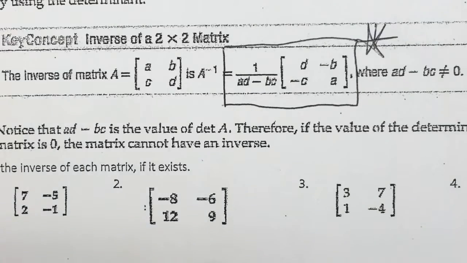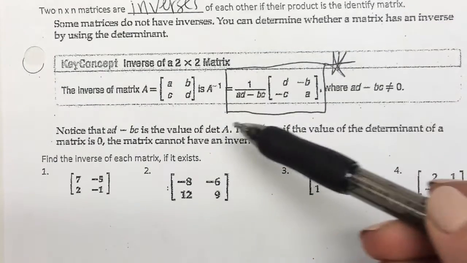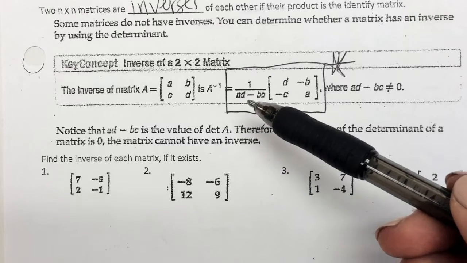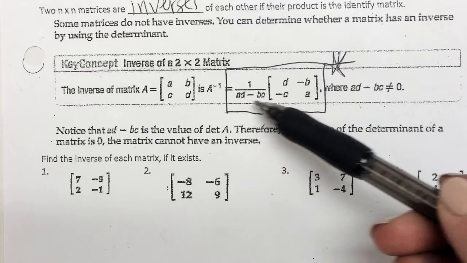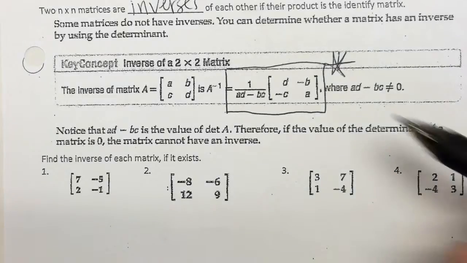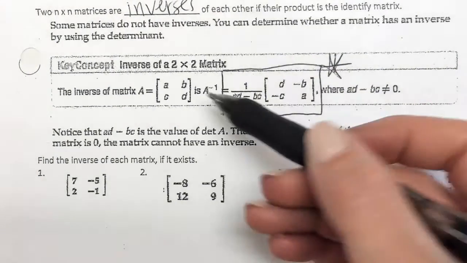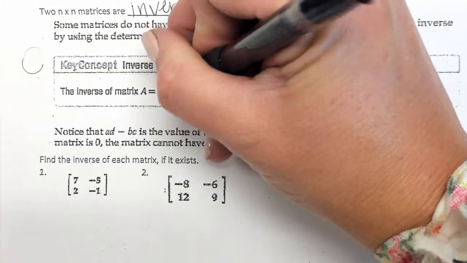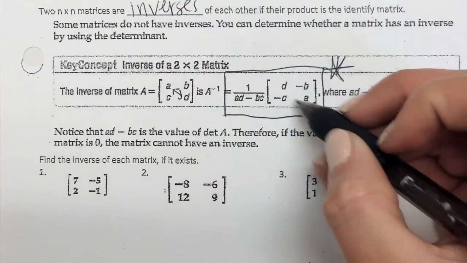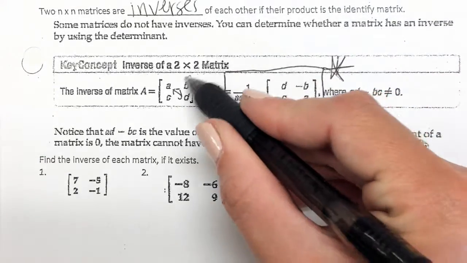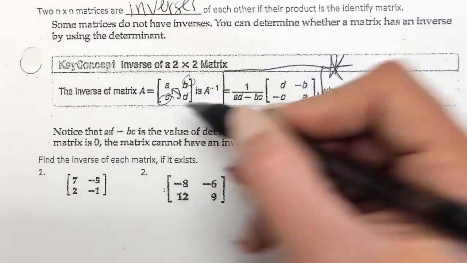And it's not difficult. I know it looks kind of messy. This 1 over AD minus BC, what is AD minus BC? What's that the formula for? The determinant, what we just found. That's why I wanted to do these together, because you have to know how to find the determinant. And then this D, A, negative B, negative C, that's just moving these around. So what happens is you swap the A and D, and then just make B and C the opposite signs. So you leave these in the same place, but you just swap the signs.